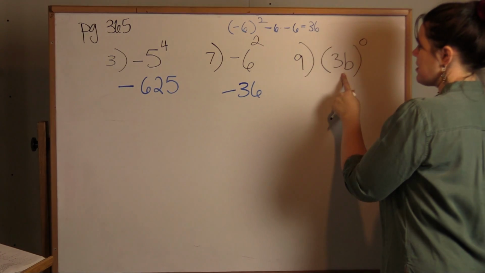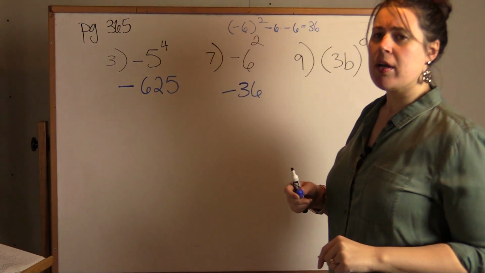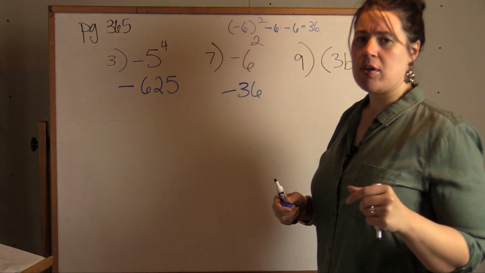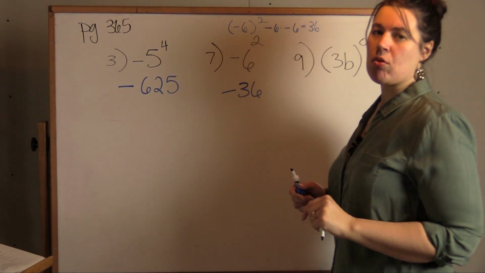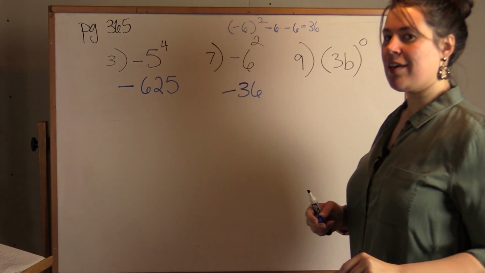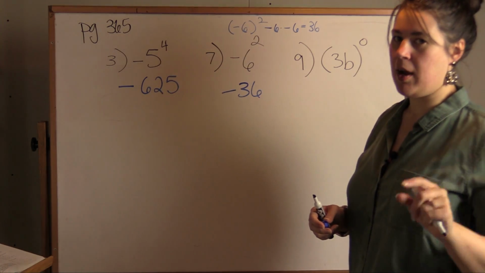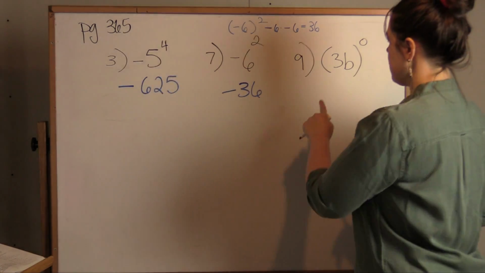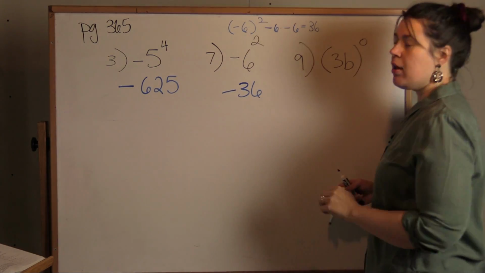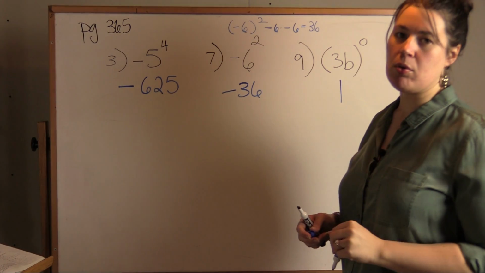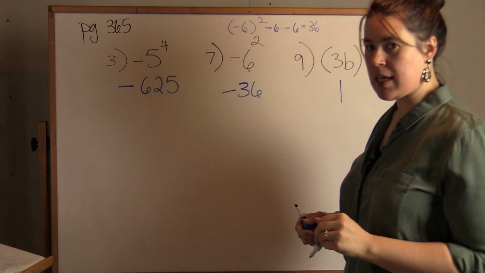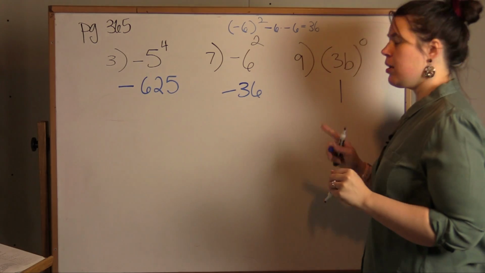All right, now here we have 3b to the 0 power. Think back to what we learned as far as what it means if something is raised to the 0 power. The rule is that anything raised to the 0 power, a number or a variable, and in this case we have a number and a variable, is 1. The reason it's 1 is because of the rule: raising anything to the power of 0 is 1.